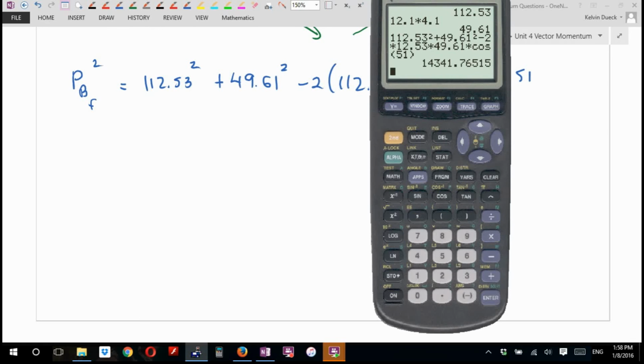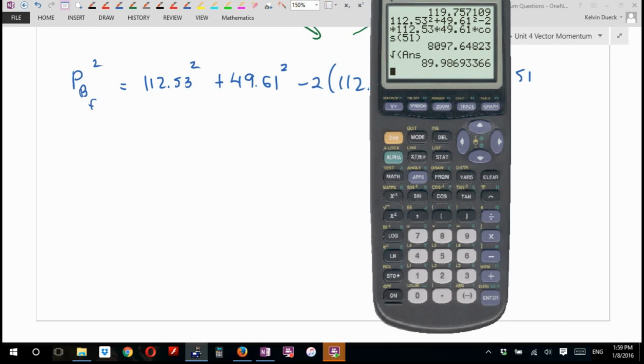Oh, square root. Am I missing something? If you look at the 100. You know what? I am. I said check for typos, and I didn't realize a 1 didn't show up. Sheesh. Square root.